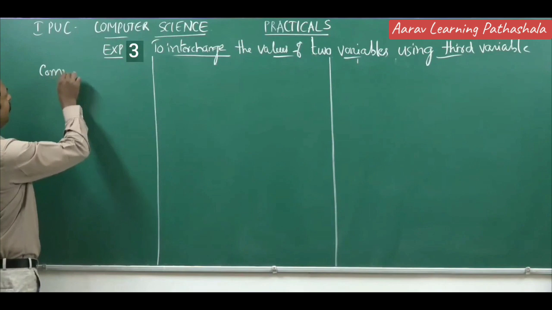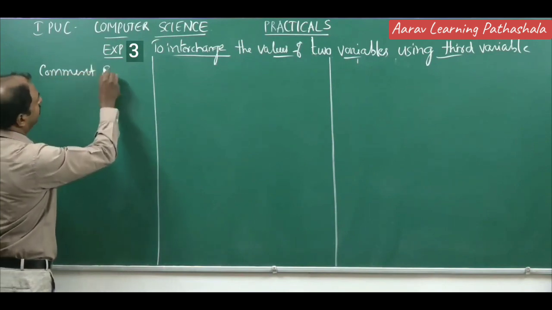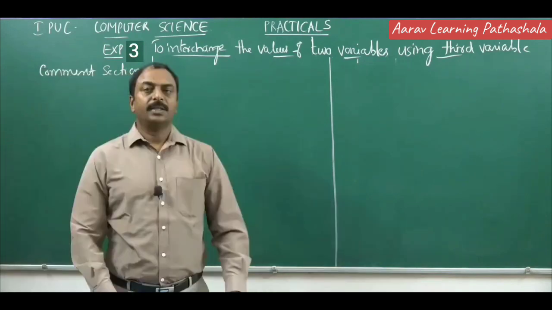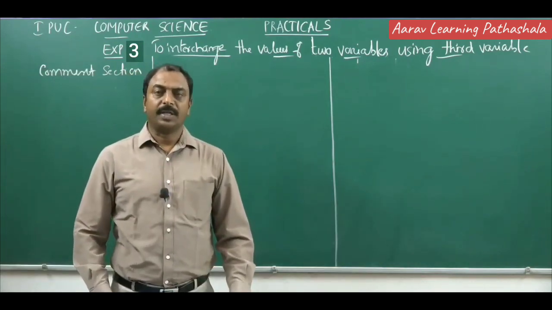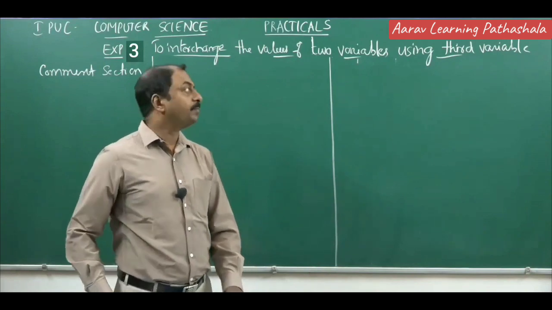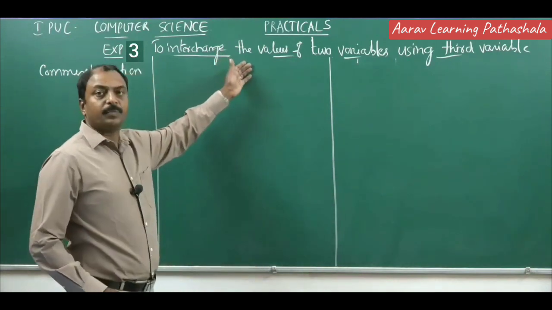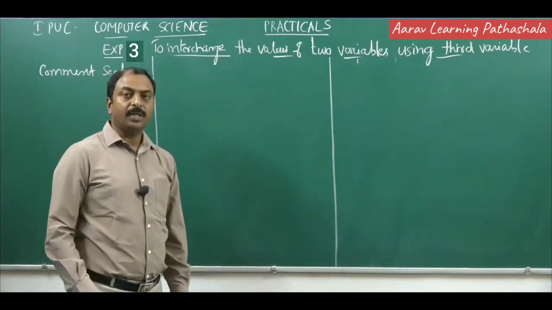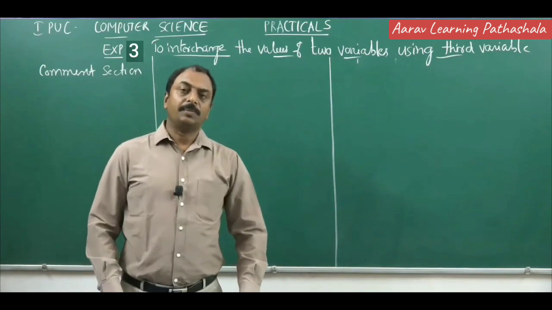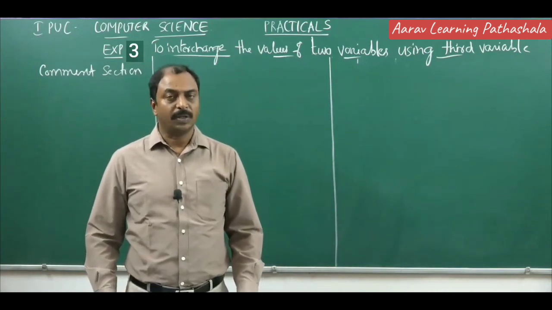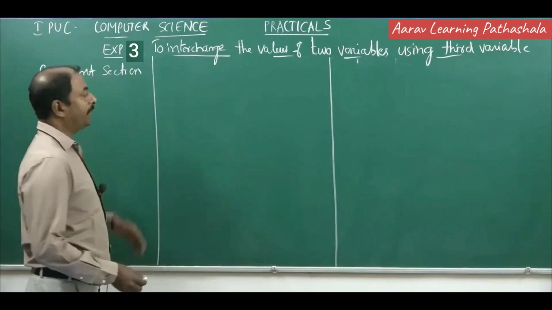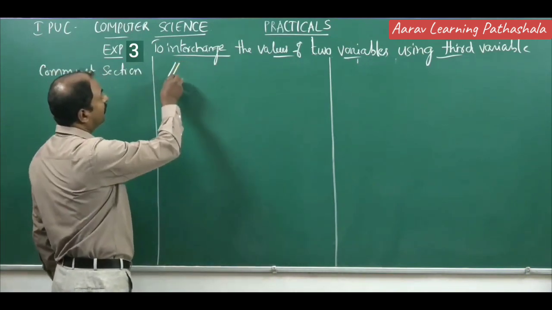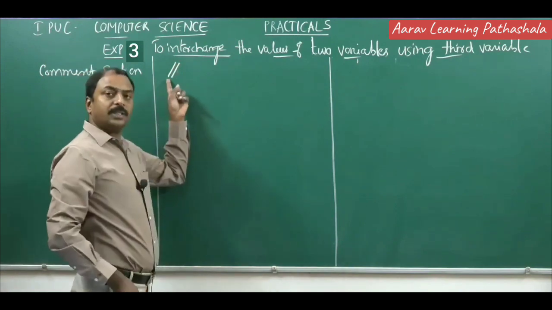First one is the comment section. Here the user or the programmer can write his own comment. For example, I can write the program name here: to interchange the values of two variables using a third variable. Those types of statements we can write inside the program by using comments, and we write comments with the help of two forward slashes together without any space.